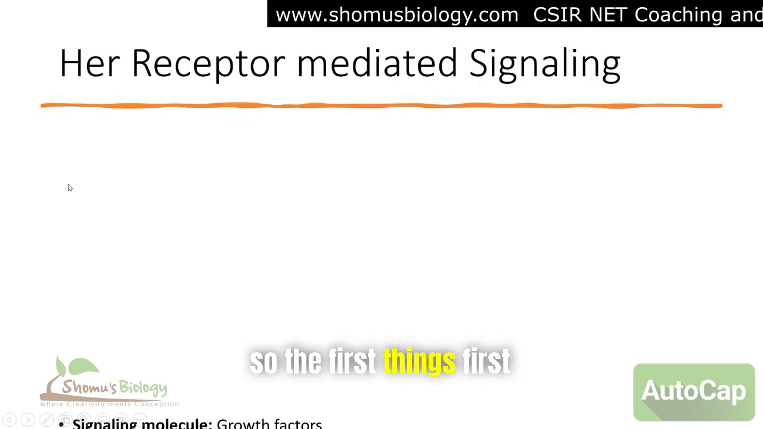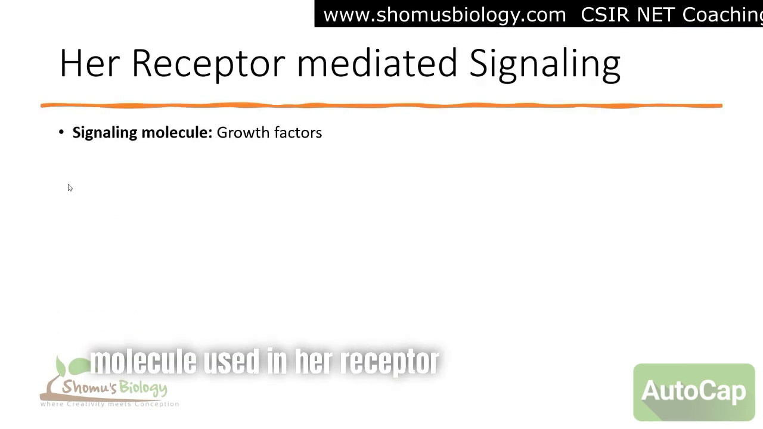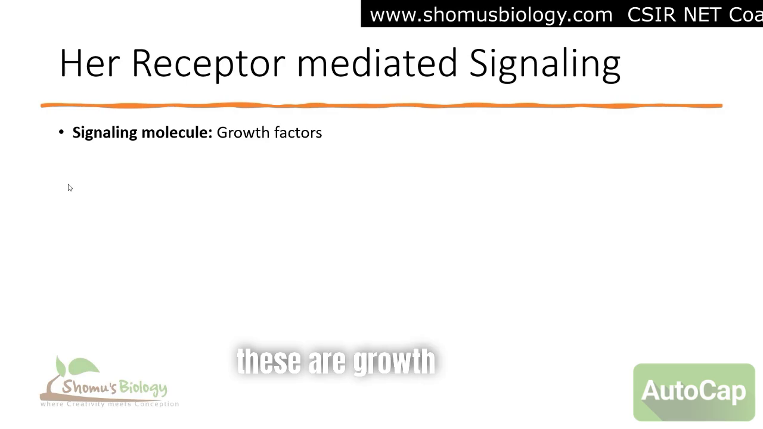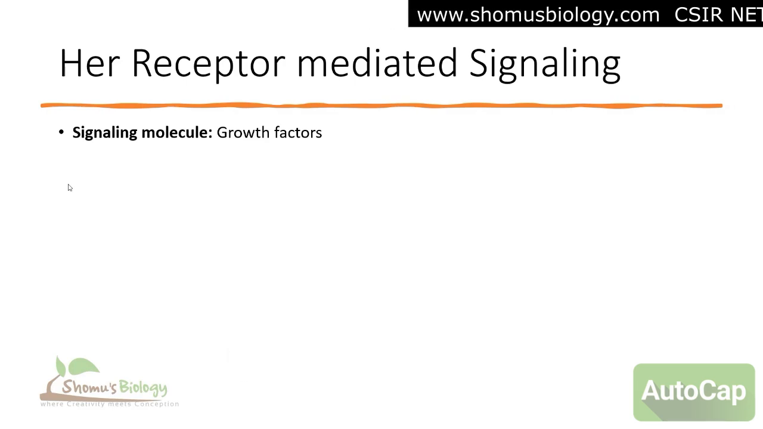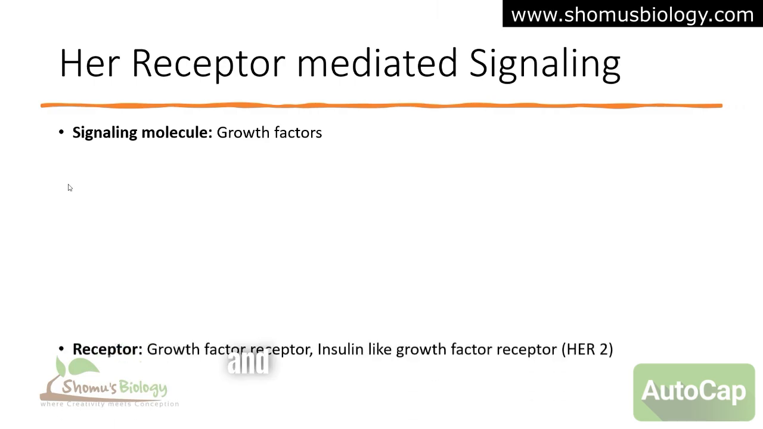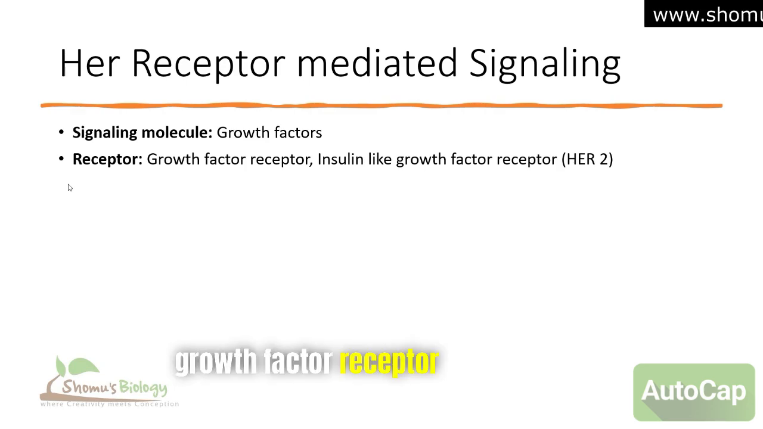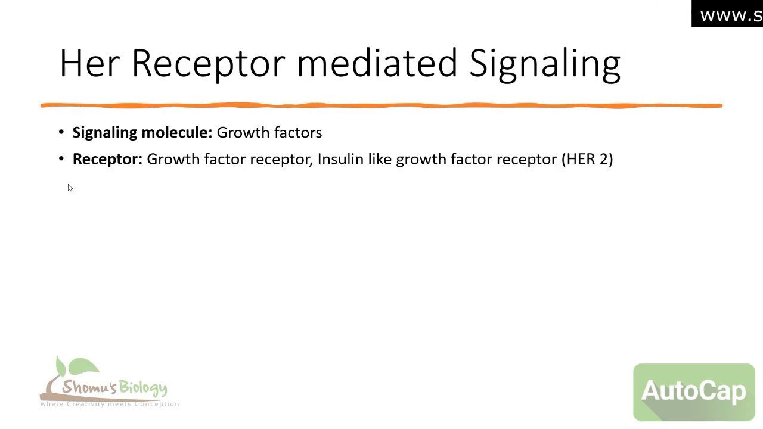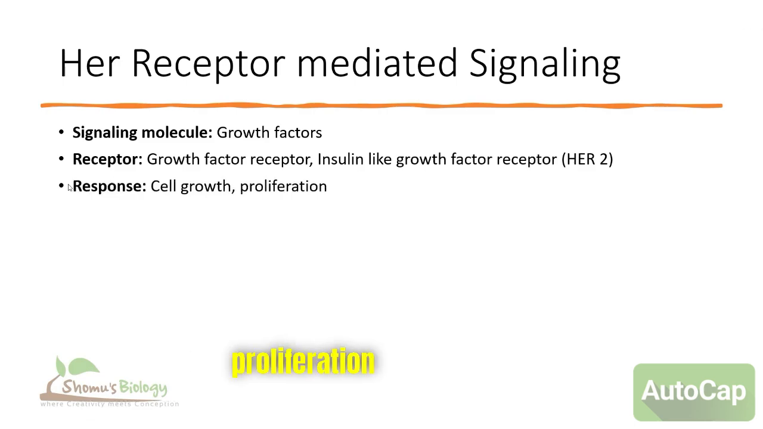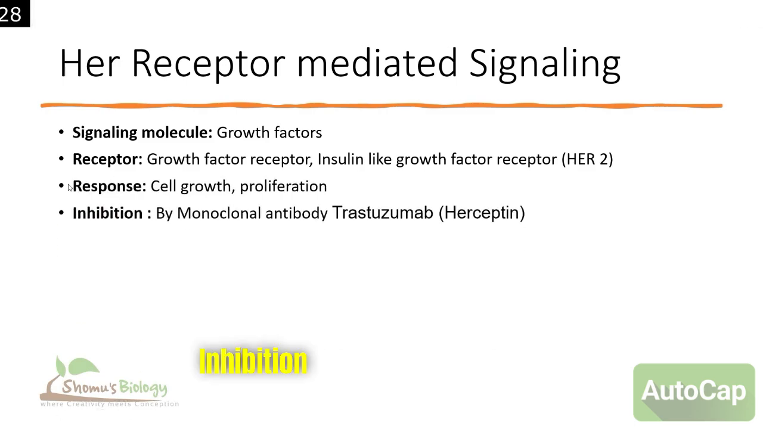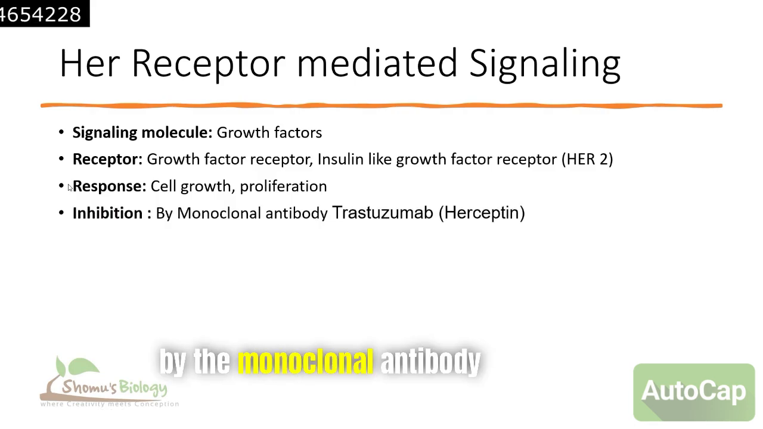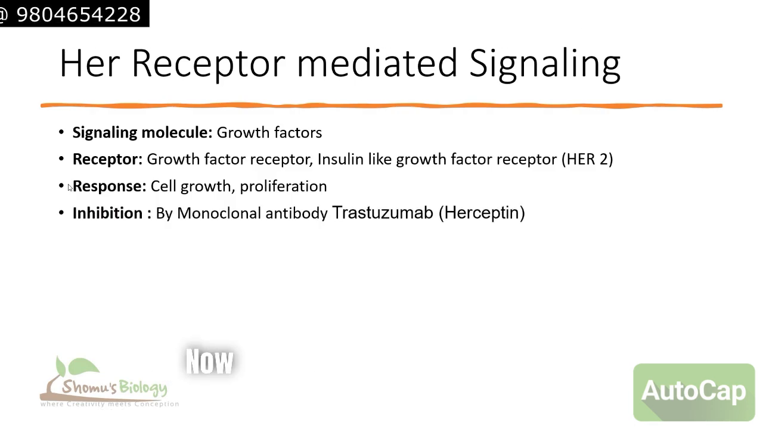So first things first is the signaling molecule used in HER receptor mediated signaling. These are growth factors, epidermal growth factor, fibroblast growth factors. So generally these are insulin-like growth factors, and the receptor is insulin-like growth factor receptors. One of these human growth factor receptors is known as HER2. Then the response is mediated for cell growth, proliferation and division. Inhibition can also be achieved by the monoclonal antibody known as Herceptin.